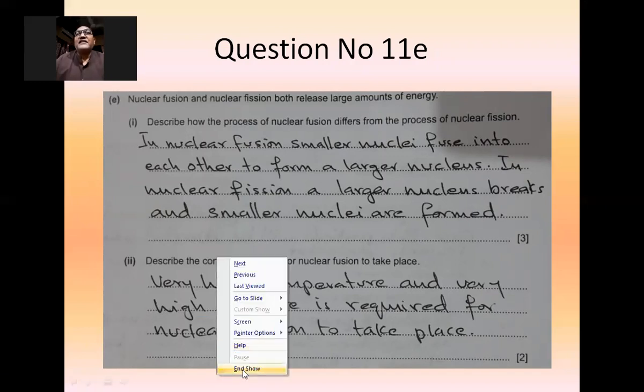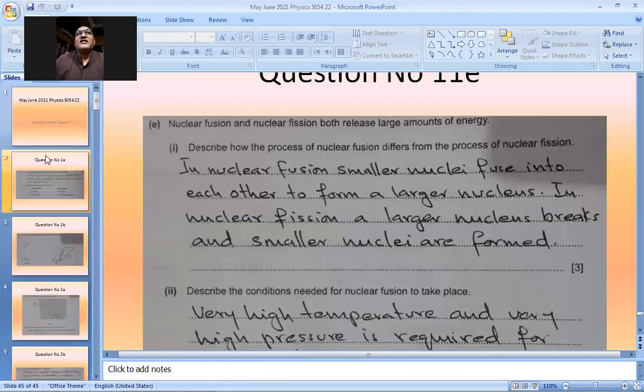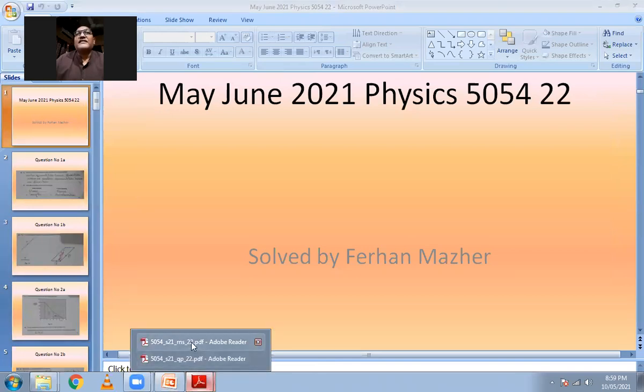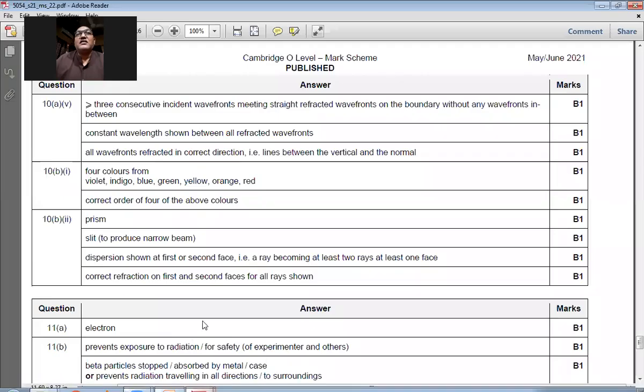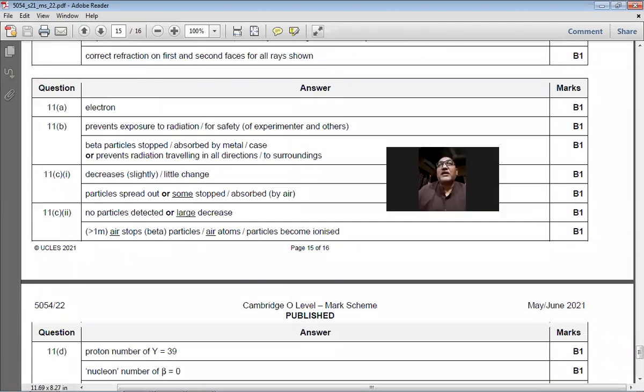And by this, we have reached the end of this paper. So first of all, let's have a look at the marking scheme for question number 11. Okay, it's very important to have a good look at the marking scheme. So you can see the marking scheme of question number 11, which is the last question of this paper, showing up on your screen. You can pause the video and have a good look.